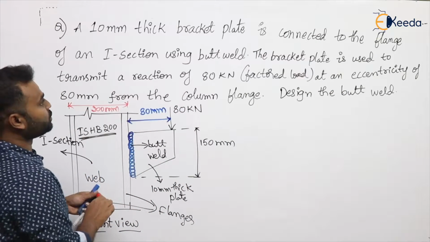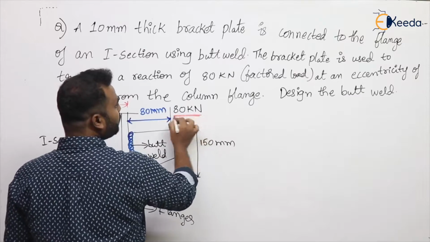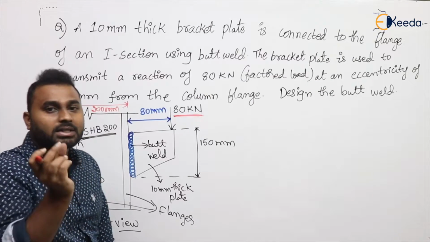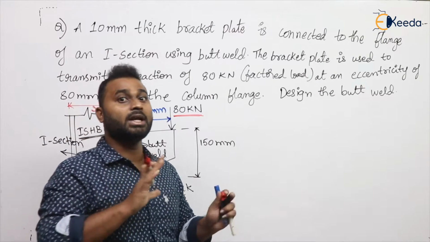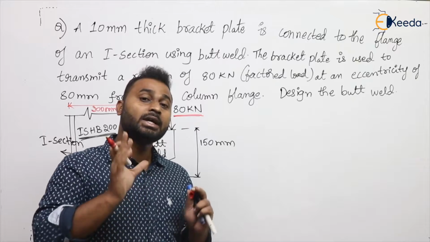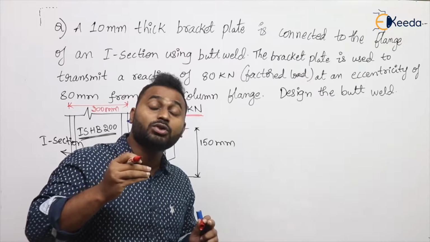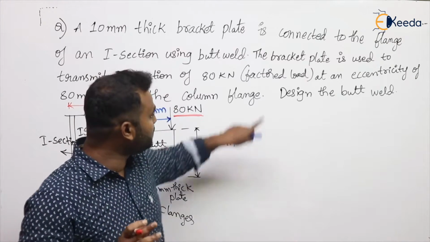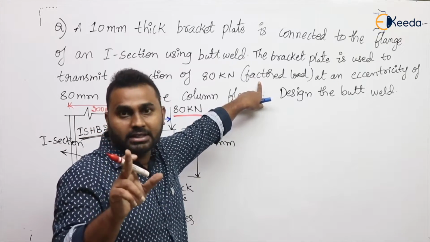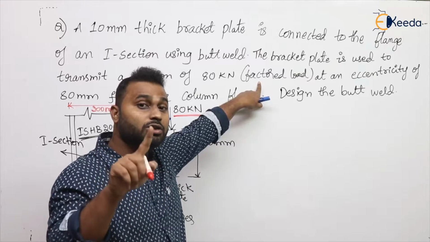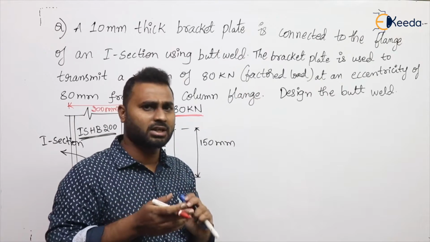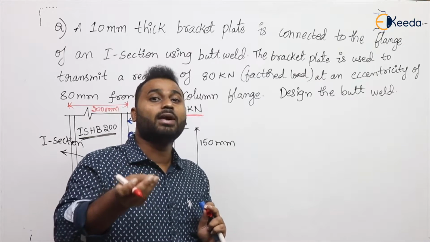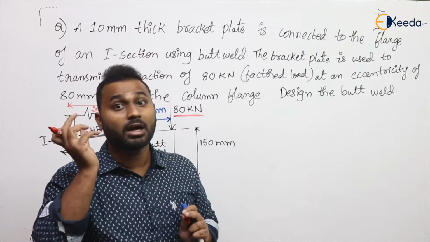Now the bracket plate is used to transmit a reaction of 80 kilonewton, which is factored. Factored means limit state method. There exist some keywords, mainly in design subjects. Based on those keywords only, we can decide whether the question is from limit state or working stress. Obviously here it is a factored load. It means the examiner is asking us to solve this question using the provisions of limit state. Most of the time in examinations, we can expect questions from limit state only. Hardly can we expect questions from the working stress method because it is outdated or obsolete nowadays.